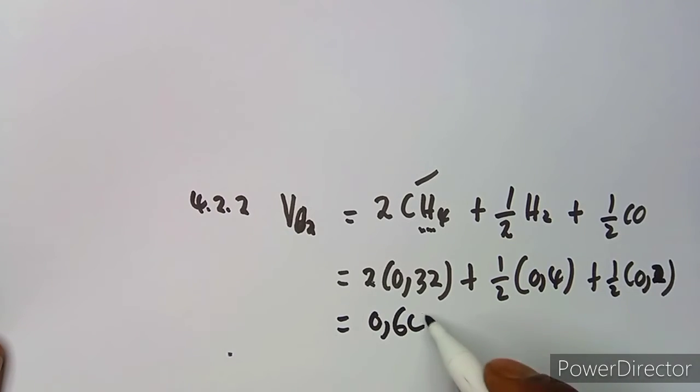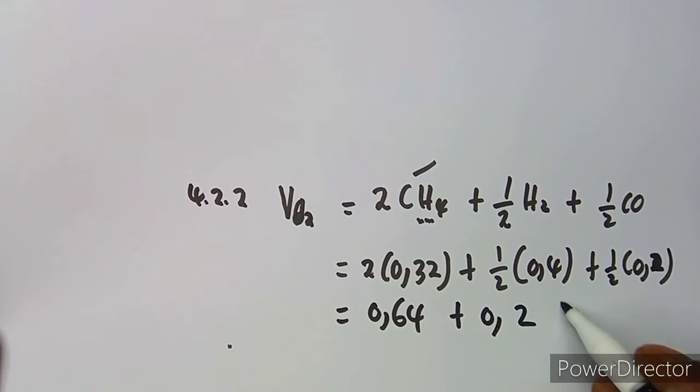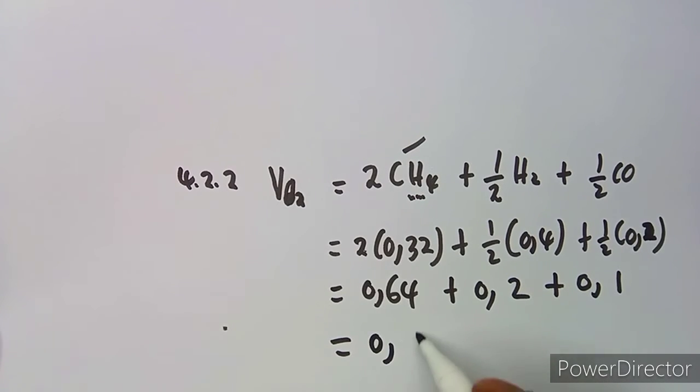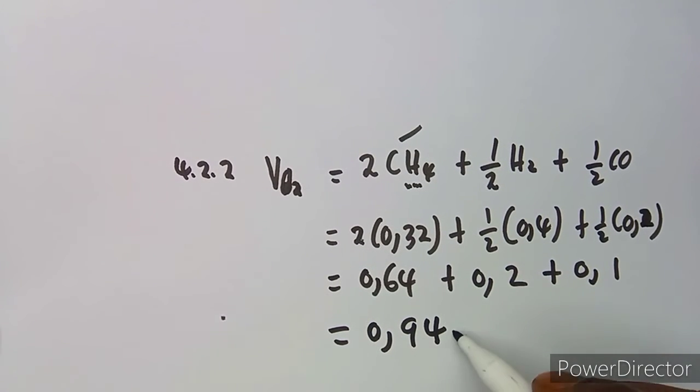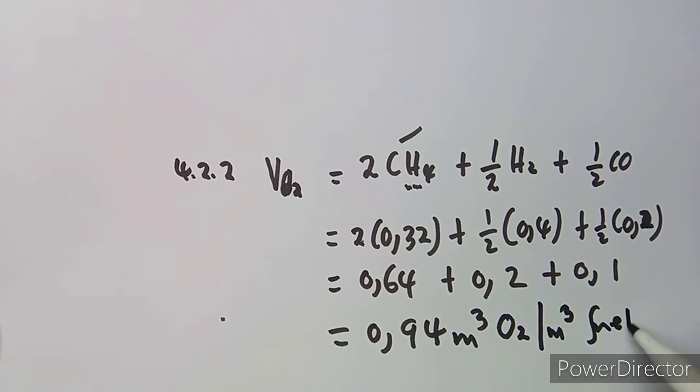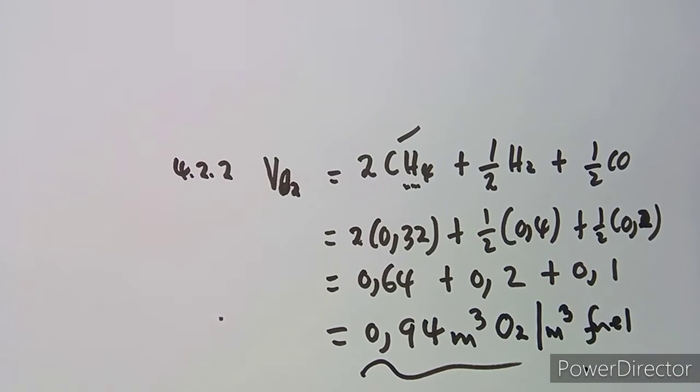So that's 0.64 plus 0.2 plus 0.1, okay, then we can add, which is going to give us 0.94, which is cubic meters, and this is the volume of oxygen per cubic meter fuel. All right, so that's how you calculate the volume of oxygen. You have to revisit each and every part that you calculated. You take the amount of oxygen in each and every part that you calculated before. I think by that it can actually make sense.